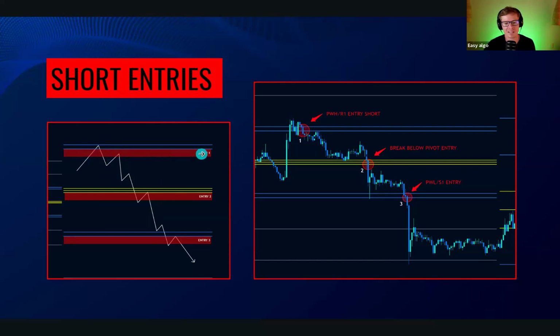You enter at any of these entry zones. Breaks below the grid, you can enter. Breaks below previous week low, you enter. So it's just very defined levels of where to enter, and you always set your stop loss very close by, which I'll show you in a second. So you can see over here, price goes up, it hits this previous week high, breaks below it, you can enter. Short it down to the pivot. If it breaks that, you can enter. Down to previous week low. If it breaks that, you can enter.